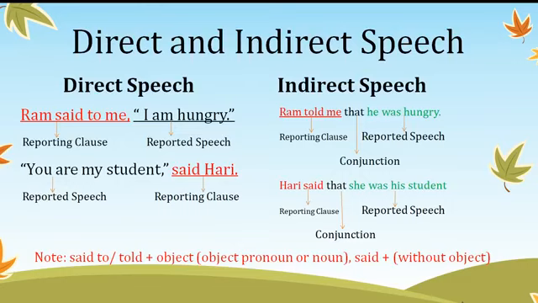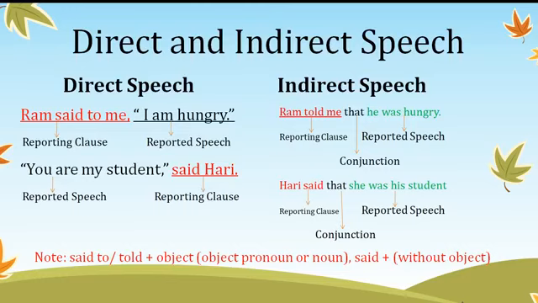Ram said to me, "I'm hungry." Here, "Ram said to me" is the reporting clause, and "I'm hungry" is the reported speech. In indirect speech also there is a reporting clause and the reported speech, but joined with a conjunction. I already said that to you. And at that time I also mentioned this.